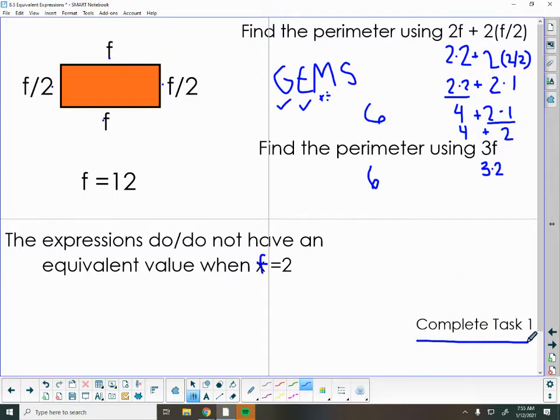So go ahead and try the problems on task 1. Be sure to follow your GEMS and replace the variables and write them down to do them, and then go answer the questions on the computer. And when you are ready to do task 2, come on back.